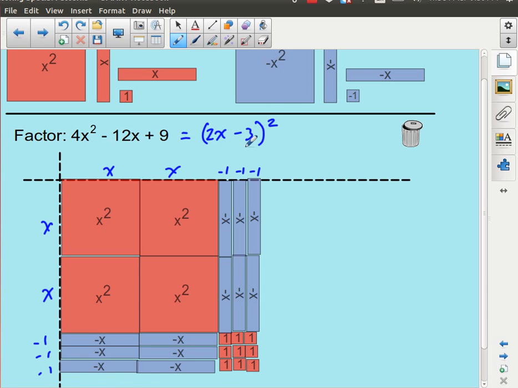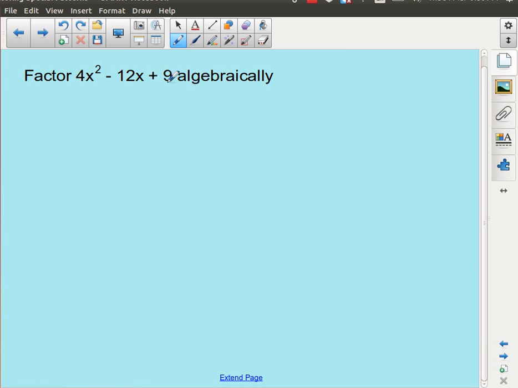A common mistake that people will make is they take a look at this, they see the squared, so they square the first term, they square the second term, and they completely ignore the middle. You need to remember to expand these things honestly. Okay, what about doing the same thing algebraically?